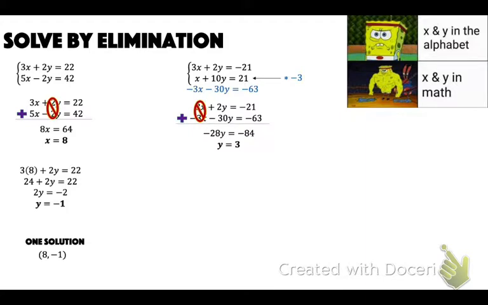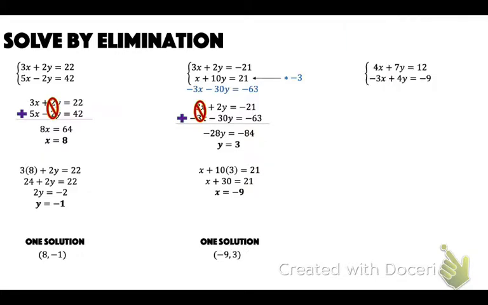Now I'm going to take that, and I'm going to plug it back into one of the top equations. So I have x plus 10 times 3 equals 21. So I took this, and I plugged it back into that equation right there. Which is x plus 10 times 3, well, 10 times 3 is 30. So that's x plus 30 equals 21. Subtract that 30, and I get x equals negative 9. So again, we have one solution at negative 9, 3.